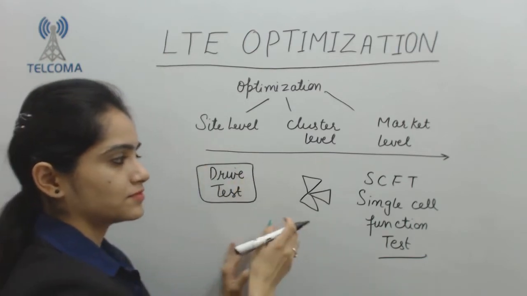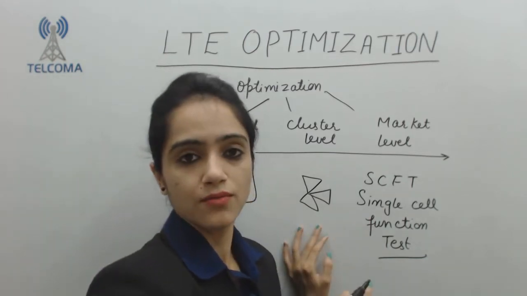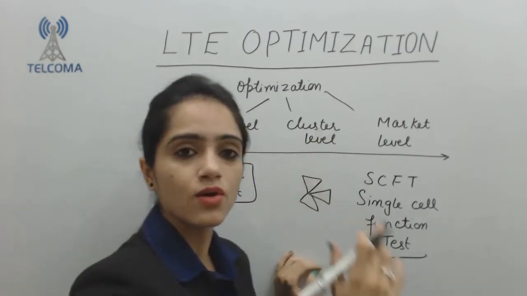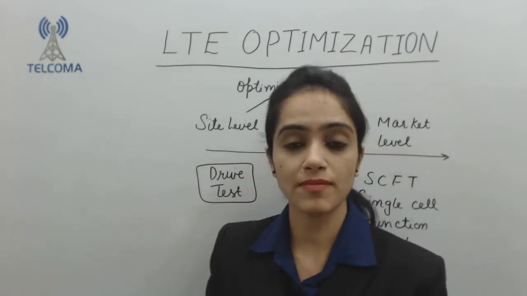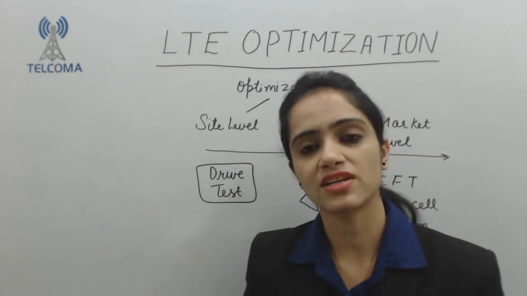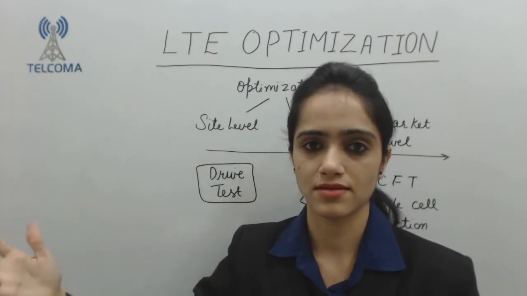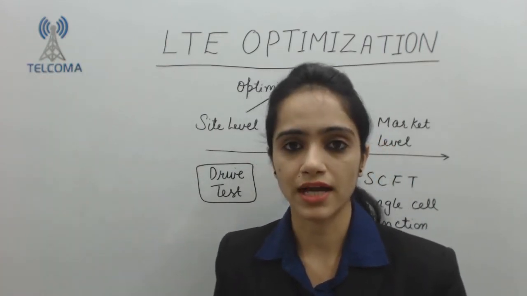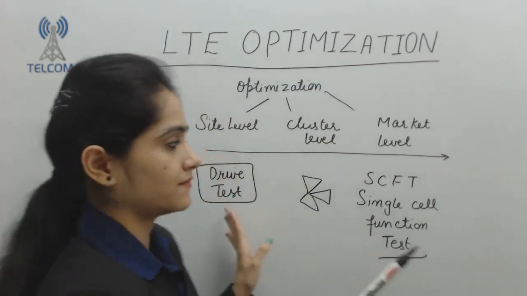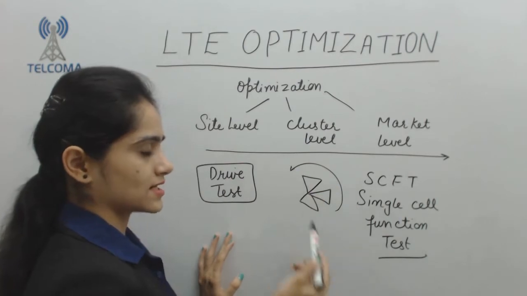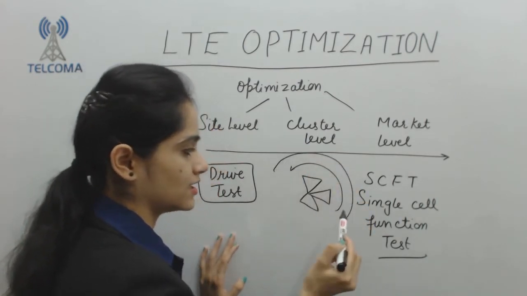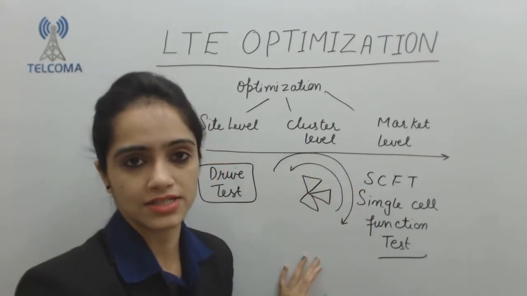So we have to drive the cell. We have to drive the whole cell and record the various parameters, because an optimizer cannot record the various parameters in the air interface. So we require software for that, and that software is drive test software. You can use either a clockwise direction or an anti-clockwise direction, both directions.